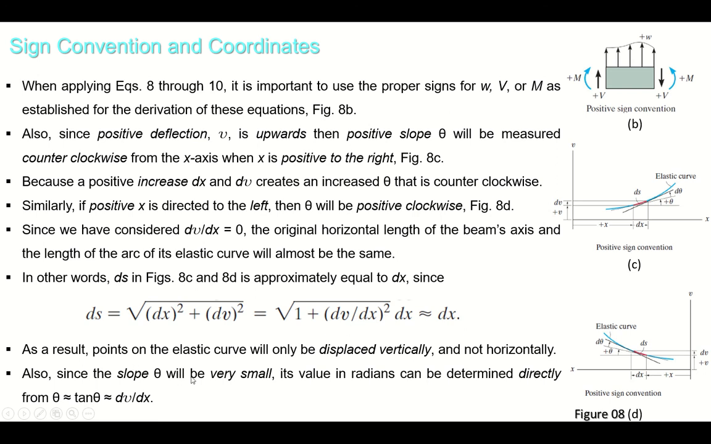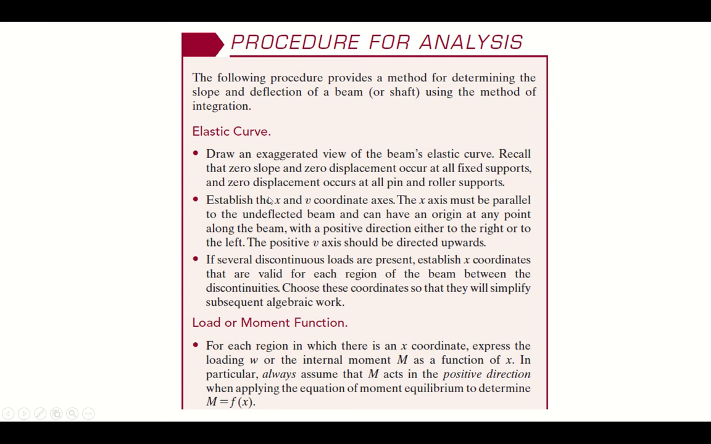So as a result, points on the elastic curve will only be displaced vertically and not horizontally. So it means that these points, for example, are displaced vertically and not horizontally. Okay, their length will remain the same, but their elevation or their height will be different. Also, since the slope theta will be very small, its value in radians can be determined directly from theta almost equal to tan theta, which is almost equal to d mu over dx, right? This is the procedure for the analysis, and you can read it by pausing this video.